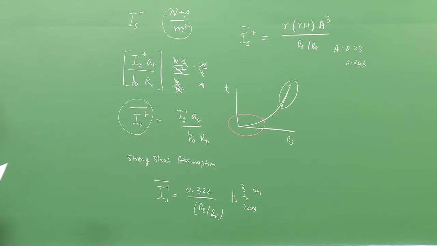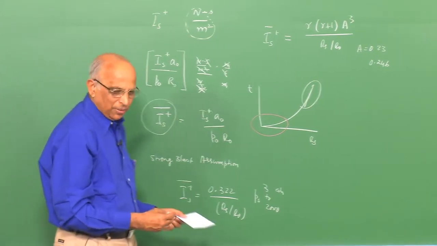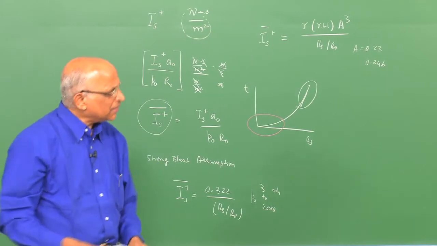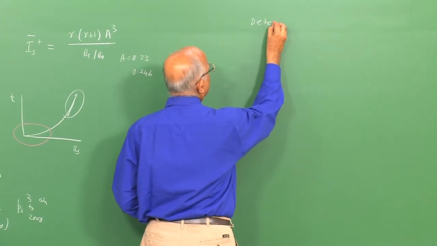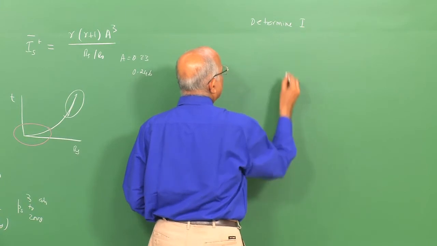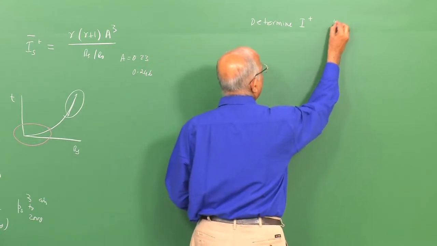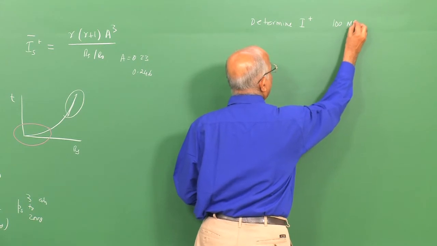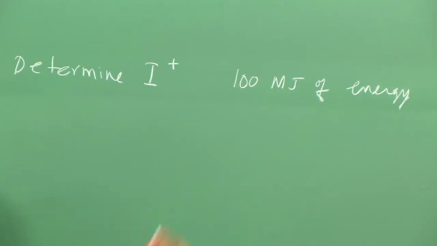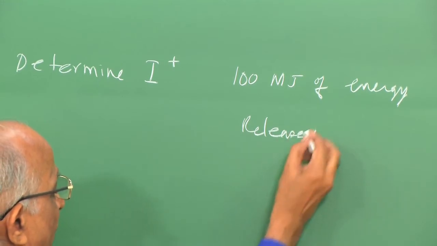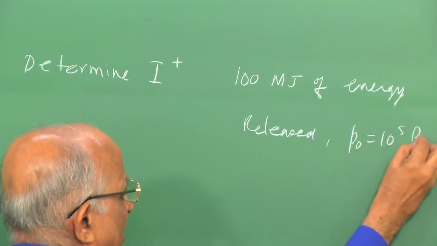Therefore, I think this is all about the impulses, and let us do a problem so that we are very clear how to calculate the impulse. Let us take this simple problem: determine the impulse, that is the value of the positive impulse, when I have an explosion in which, let us say, 100 megajoules of energy is released at a source in an ambient pressure, wherein the ambient pressure P naught is equal to 10 to the power 5 Pascal, that is equal to 1 atmosphere.